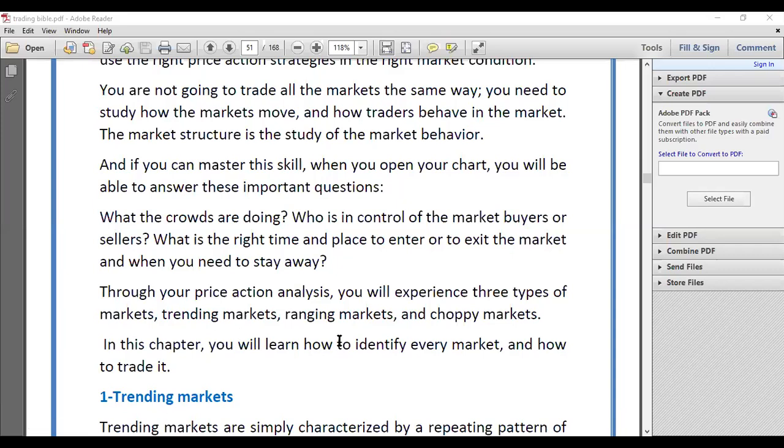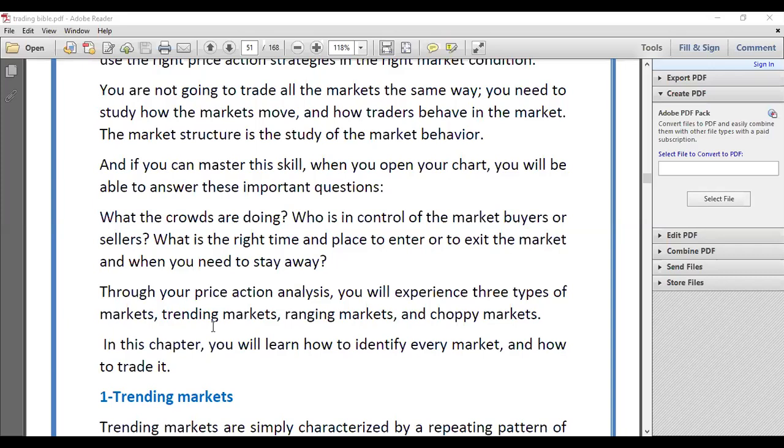Through your price action analysis, you will experience that there are three types of market structure. We have the trending market, the ranging market, and the choppy market. Under the trending market, we have two types: the uptrending and the downtrending. Another name for the uptrending market is the bullish market, and another name for the downtrending market is the bearish market.